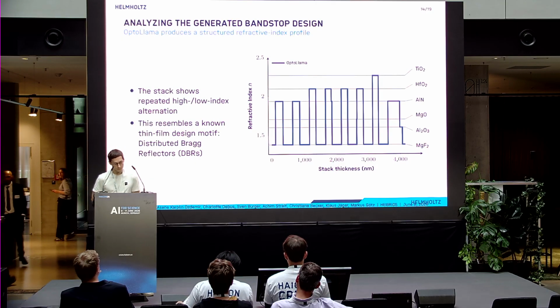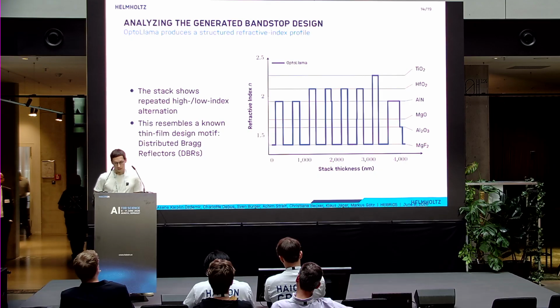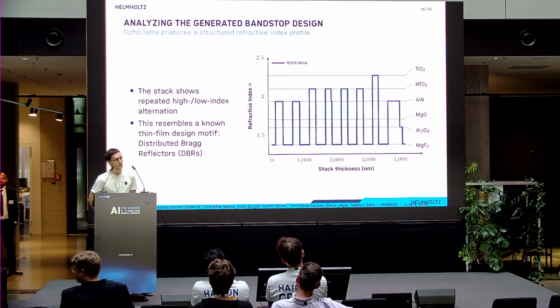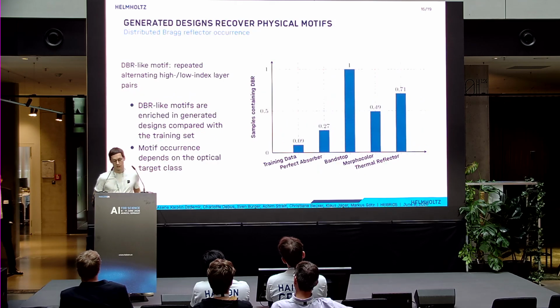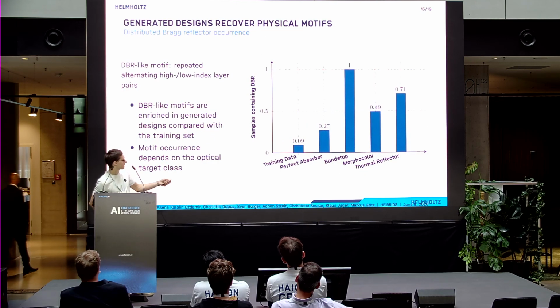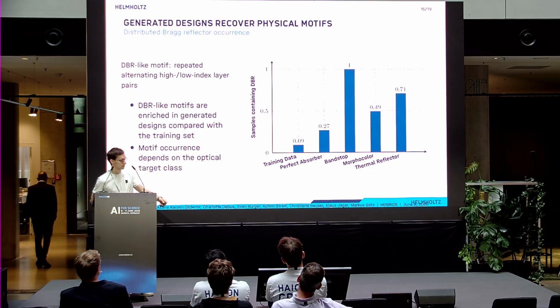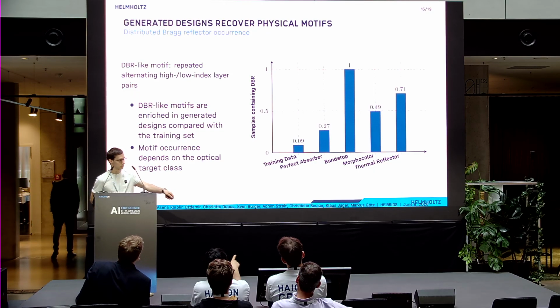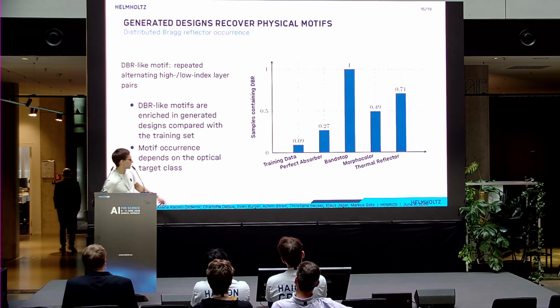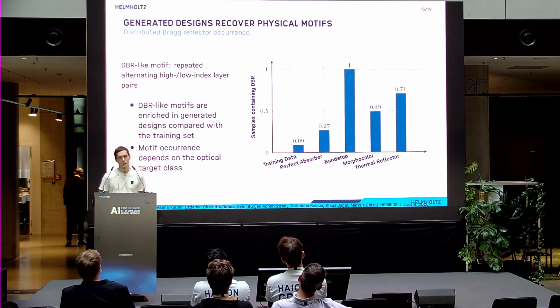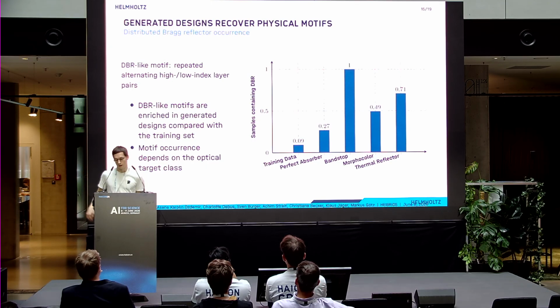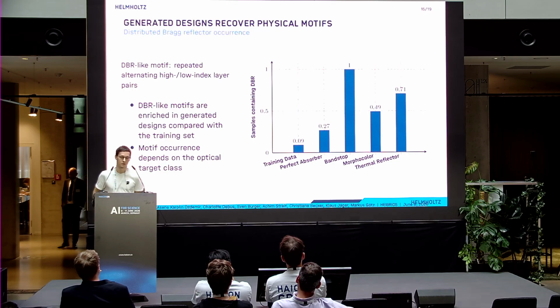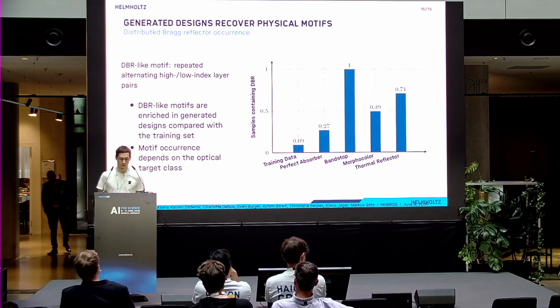The model recovered this completely on its own, because when we look at the occurrence of these types of structures in our training data, we can see that it has a low frequency. This count is for 3 layers of high-low index material alternation. And in the examples we look at, the frequency of these types of structures is much higher, and also longer sequences can be found.